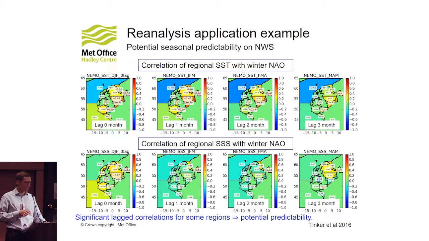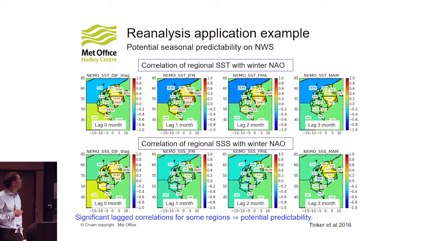And then this is an example of some work by John Tinker looking at predictability. So finding some significant lagged correlations for some regions in the Northwest Shelf, both for sea surface temperature and salinity, looking at correlations with the winter NAO.